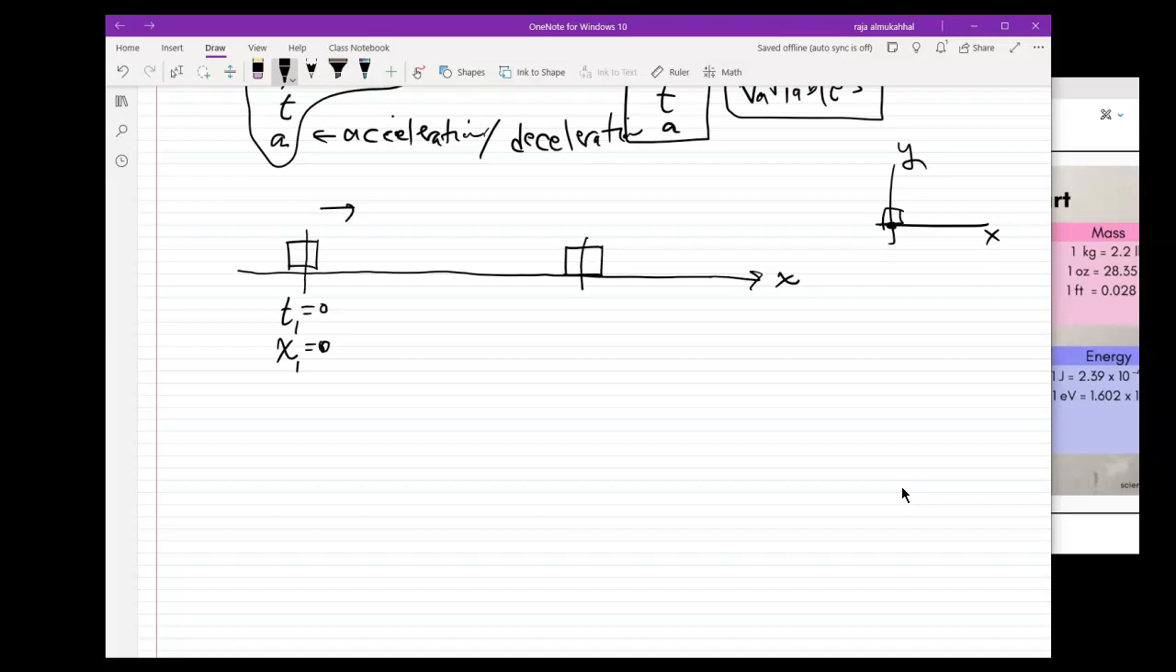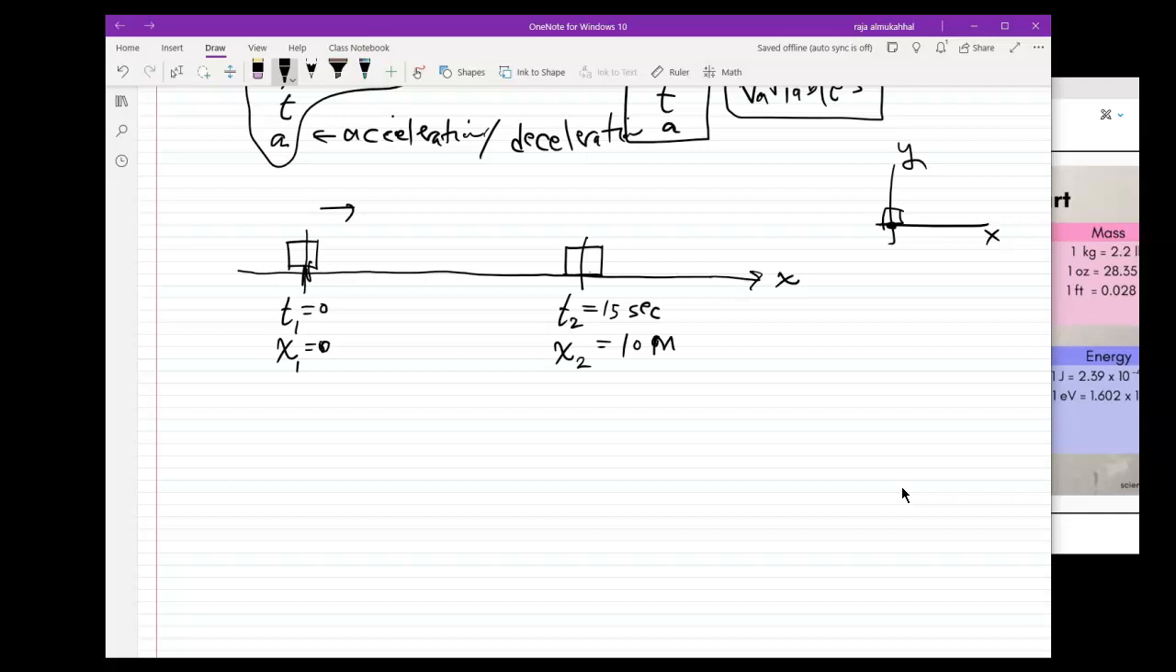So it is at a later time. We're going to call that t2. Let's just put a number to it, say 15 seconds. So after 15 seconds, the object is here, and the position of this object is x2, let's say, 10 meters. So the object traveled for 10 meters, starting from 0 meters right here.